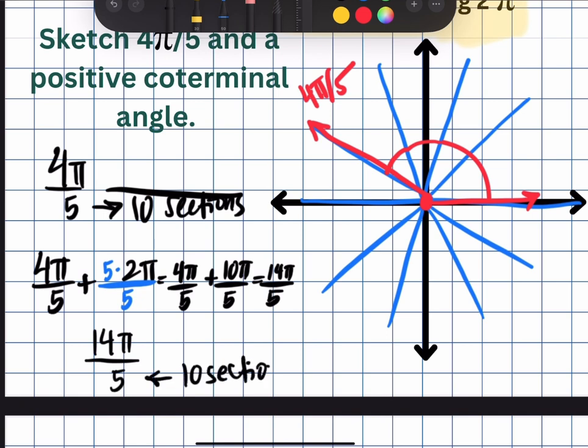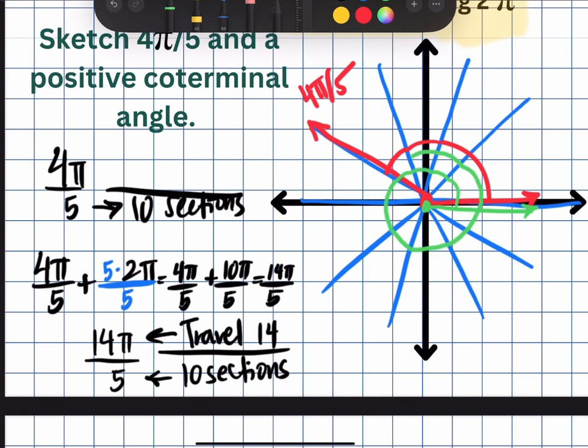Great, so my sections do not change. But instead, I'm going to be traveling 14, okay? So I already have my 10 sections, and now let's go ahead and travel 14. So I start here. I'm going to travel 14. I'm going to go 1, 2, 3, 4, 5, 6, 7, 8, 9, 10, 11, 12, 13, 14. And I end up in the exact same place as 4 pi over 5.